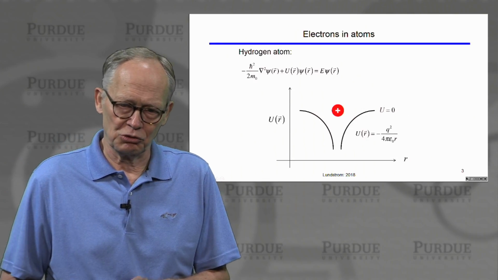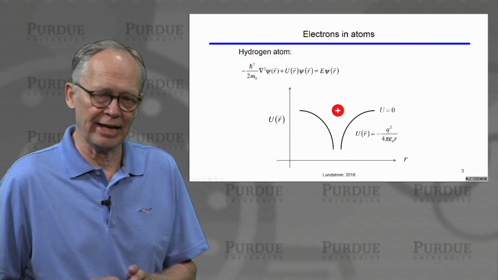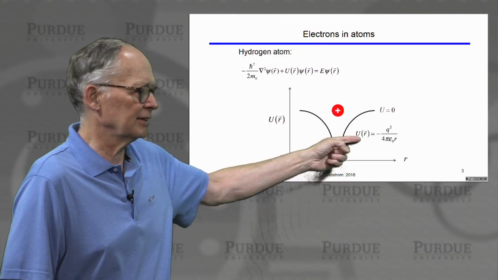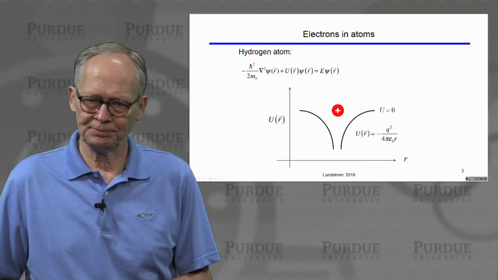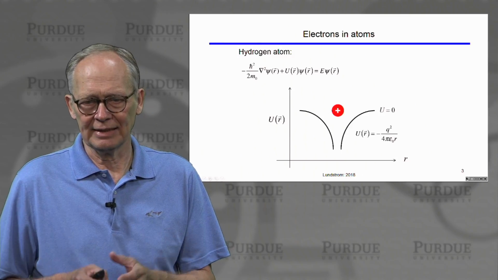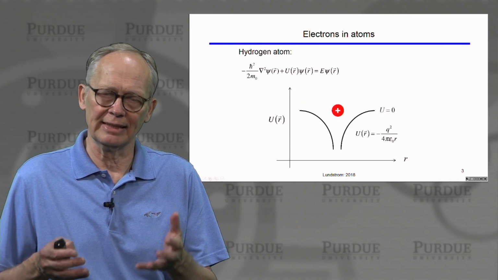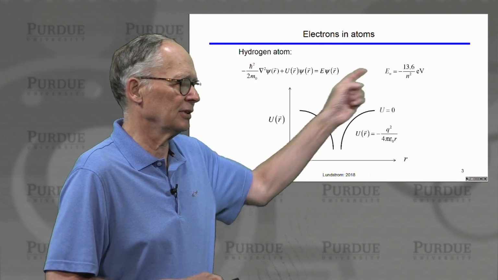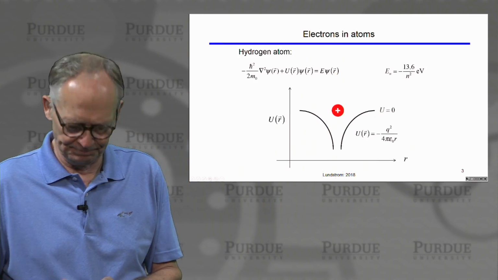Now, when we're treating atoms, like this hydrogen atom, we have a more complicated potential. In this case, the potential energy is given by the Coulomb potential. The solutions to this wave equation give us the energy levels and the s, p, d orbitals that we talked about earlier. They lead to the quantized energy levels that we've seen earlier for the hydrogen atom.